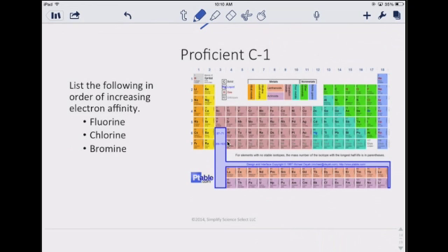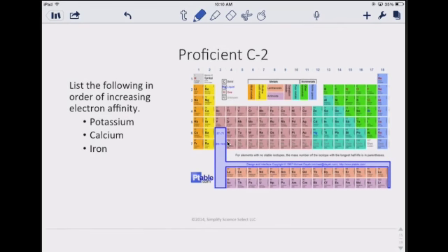So let's look at an example. It says list the following in order of increasing electron affinity. So we have fluorine, we have chlorine, and we have bromine. So remember, they increase as they go up. So the smallest electron affinity is going to be bromine, and then you're going to have chlorine, and then you're going to have fluorine.